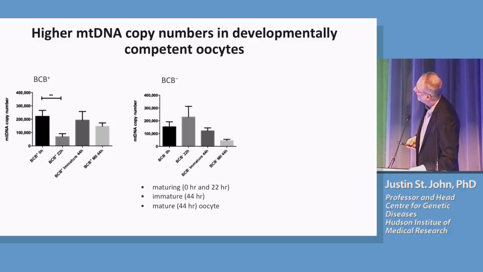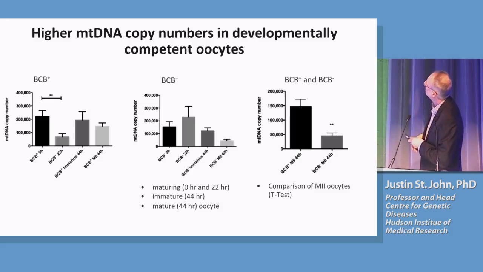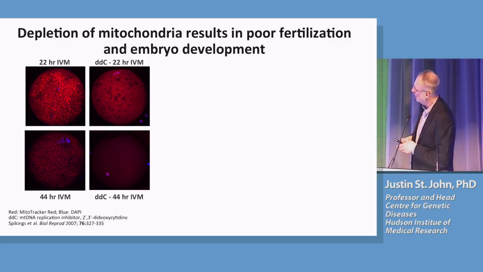But when you look at the BCB negative eggs, you see the inverse profile: lower copy number at collection, higher at 22 hours of in vitro culture, and then very low levels of mitochondrial DNA copy at the metaphase 2. And that's for those BCB negative eggs which manage to get to the metaphase 2 stage. And indeed, when you compare copy number in these 2 populations, you can see that mitochondrial DNA copy number is significantly higher for the BCB positive compared to the BCB negative populations. So we've effectively used this as our model.